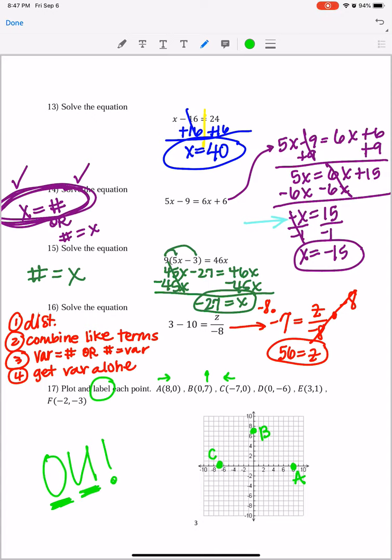That is C. And then (0, -6), I'm going 0 left or right, but then I am going down 6 since it's negative. So from the origin, 1, 2, 3, 4, 5, 6.